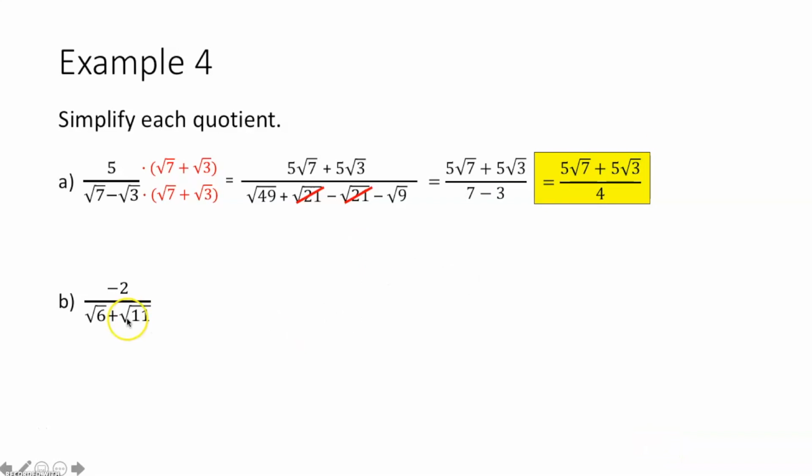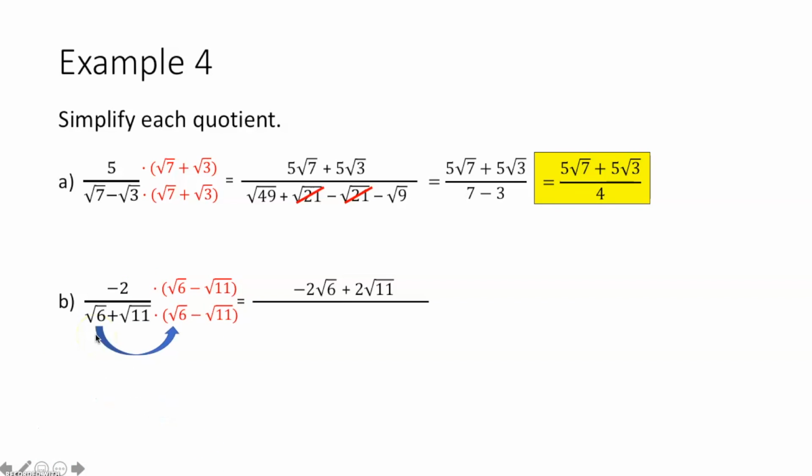In part B, we're doing the same thing. We have a denominator that has a radical in it, and it actually has 2. And since it's a binomial, we need to multiply the numerator and denominator by the conjugate of the denominator. So what would be the conjugate of rad 6 plus rad 11? That would be rad 6 minus rad 11. So we multiply that to the numerator and denominator. In the numerator, we distribute negative 2 times rad 6 is negative 2 rad 6. Negative 2 times negative rad 11 is positive 2 rad 11. In the denominator, we FOIL.